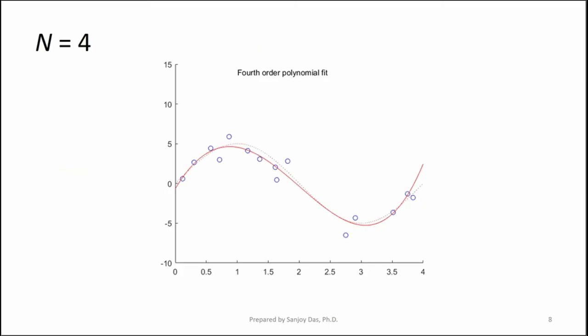The solid red line is the polynomial fit of degree 4, so it's a biquadratic polynomial, and the dotted red lines show the actual sine wave, and it looks like a pretty decent fit for n equals 4.